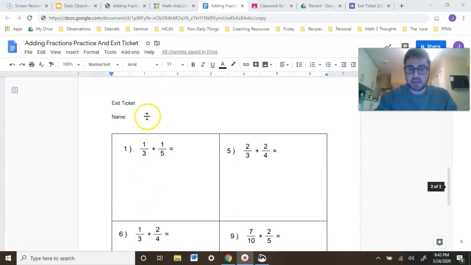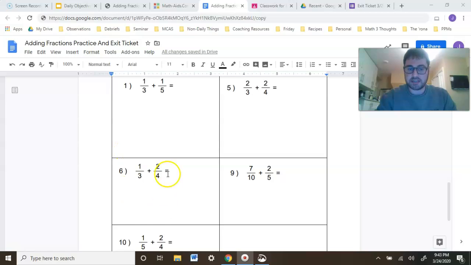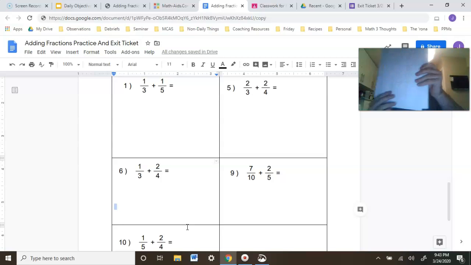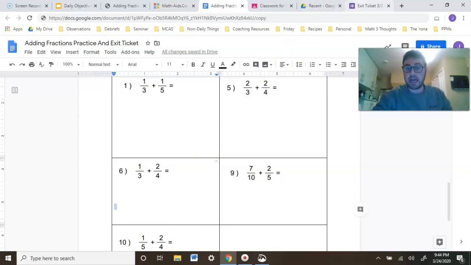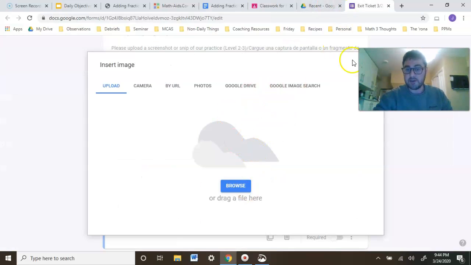On the next page is the exit ticket. You're going to notice similarly 1, 2, 3, 4, 5 questions. What I want you to do is to write it down once again in an exit ticket form like this. I want you to then take a picture with your phone and submit it online on this exit ticket.